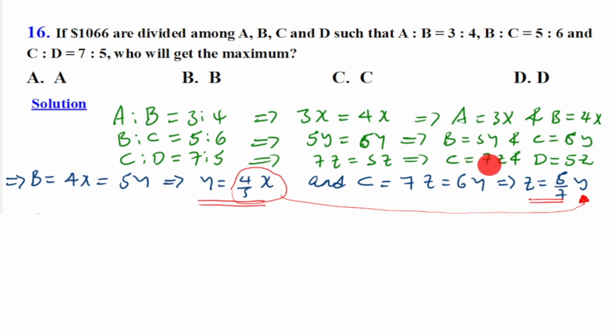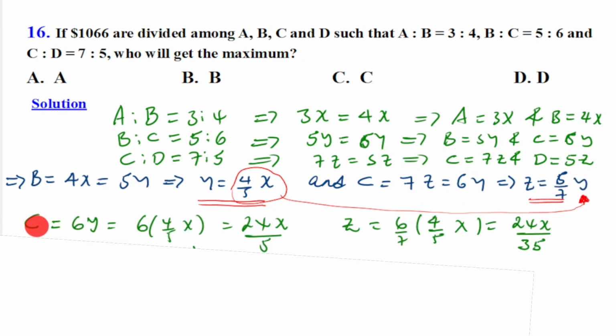Again, C is equal to 7z. Then we can equate these two and solve for z. Z is equal to 6 over 7y, and C is equal to 6y. In place of y, we can insert 4 over 5x, which is equal to 24x over 5.